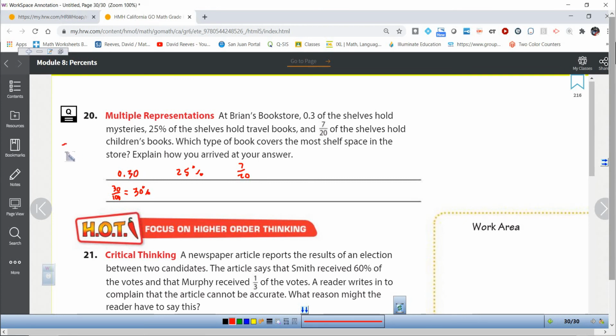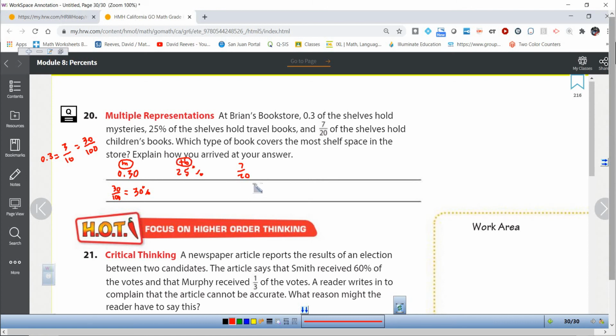By the way, if you just wanted to leave it, you could say 0.3 would be 3/10, right? And 3/10, if you change to a denominator of 100, you would multiply by 10 and you get 30 over 100. But if you just put the 0 on the end, you could quickly see it's 30 over 100. So 30% of the books are mysteries. So I'm just going to put M here for mysteries. All right, travel books, this is TB. Travel books are already 25%.